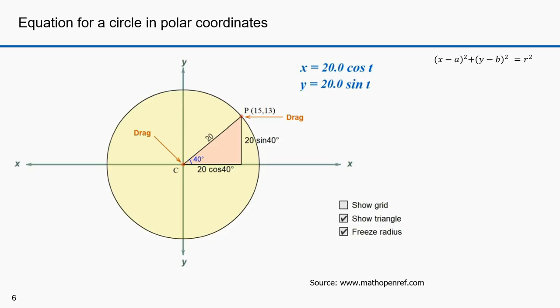I'm going to show you how to offset the origin in polar coordinates. Let's start with the equation for a circle in rectangular coordinates with the a and b terms. The circle is offset to the point (a, b).